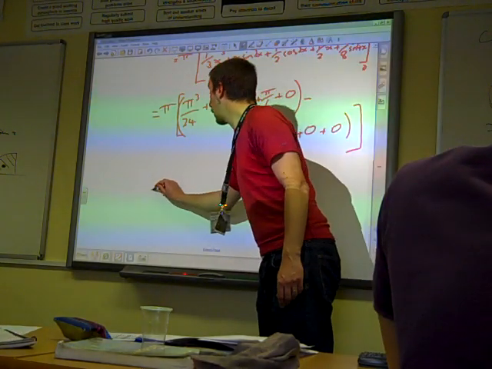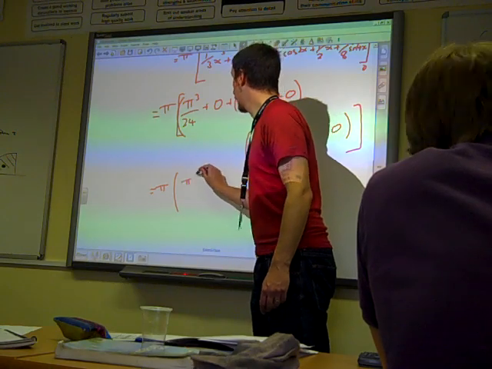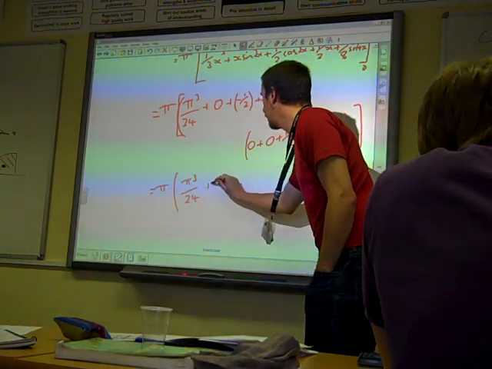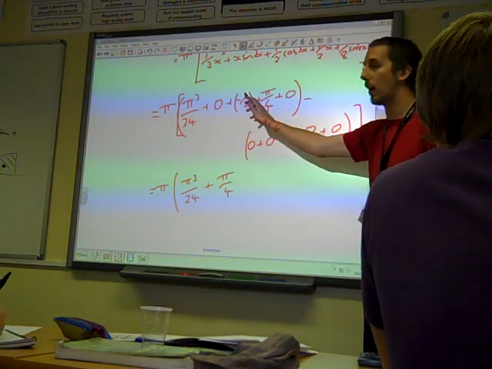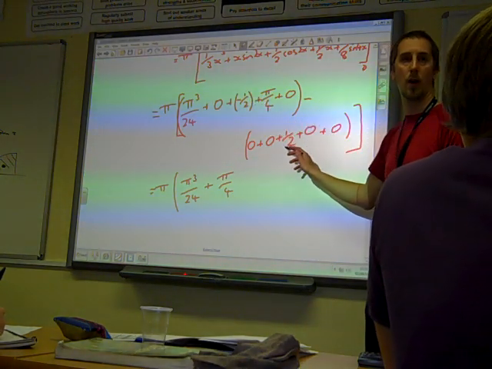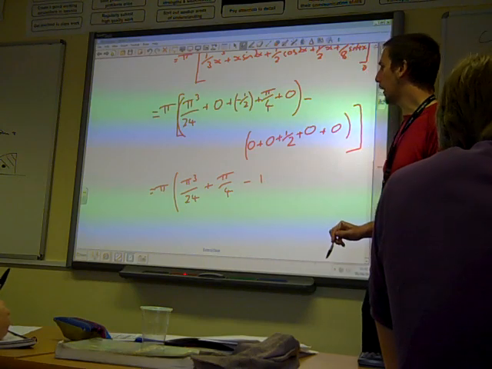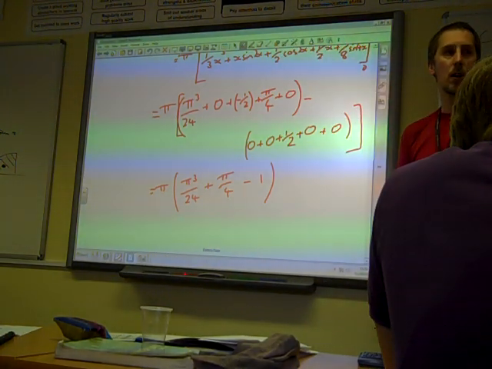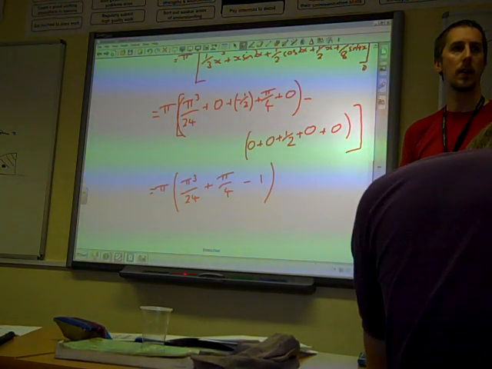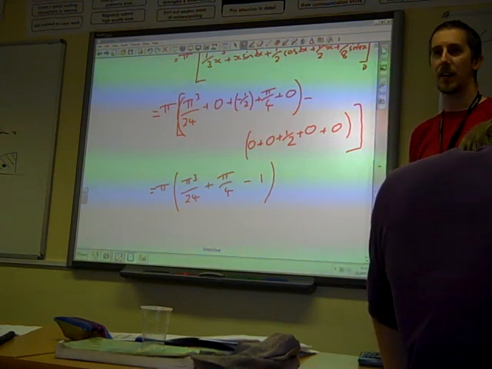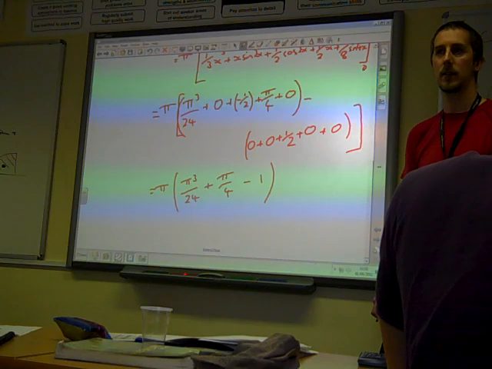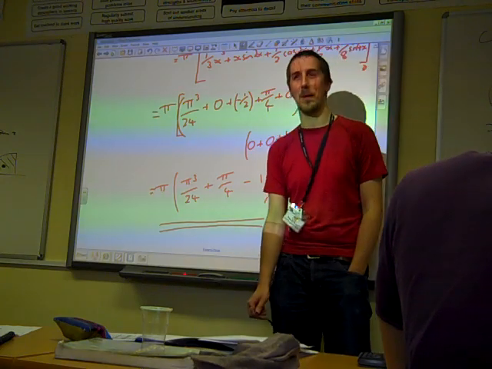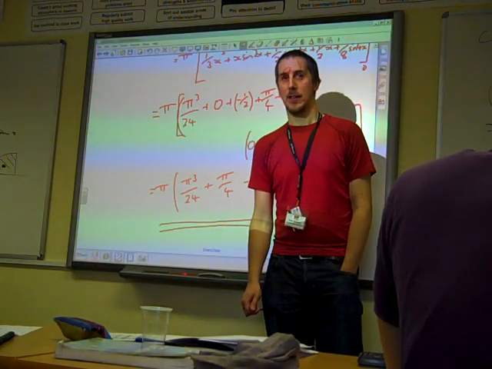Altogether, we've got pi times pi cubed over 24. I'm happy about that term. What else have we got? We've got pi by 4, and we've got minus a half, minus another half. So I think we've got -1 in there. If I want to, I could multiply out the factor of pi. But that's it. There's my answer. I'll underline it. There we go. Great.